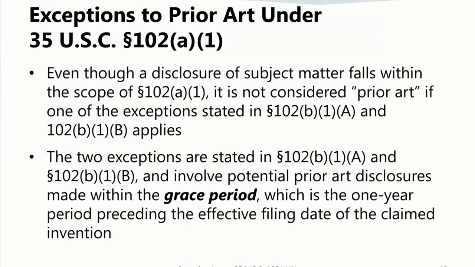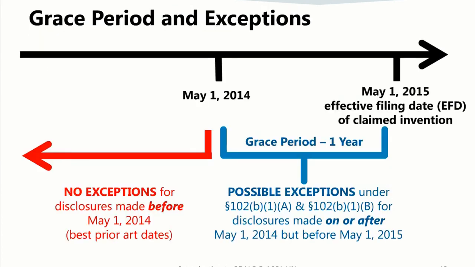Of course, we have not talked about the specifics of these exceptions yet, but it should be clear from what we've read in the previous slide that both of the exceptions involve potential prior art disclosures that were made in the 1-year period preceding the effective filing date of the claimed invention. That 1-year period is known as the grace period. This slide illustrates the time periods in which exceptions under Section 102(b)(1)(A) and Section 102(b)(1)(B) may or may not apply to disclosures under Section 102(a)(1). No exception applies to any disclosure under Section 102(a)(1) that was made before the grace period. This is illustrated by the red arrow.